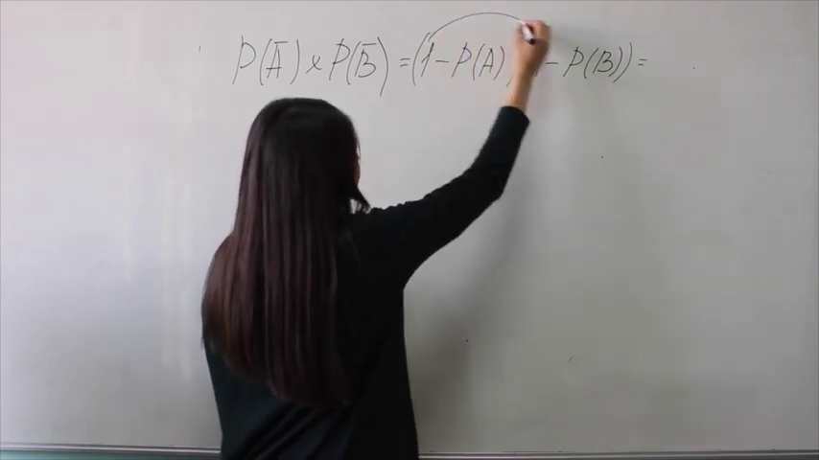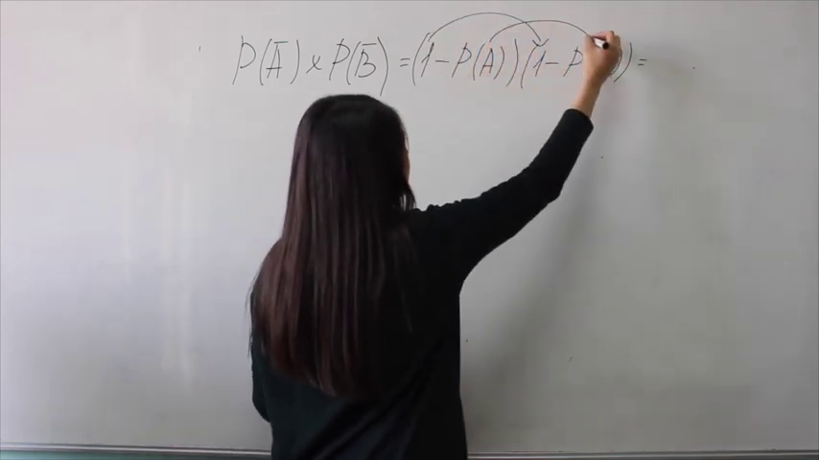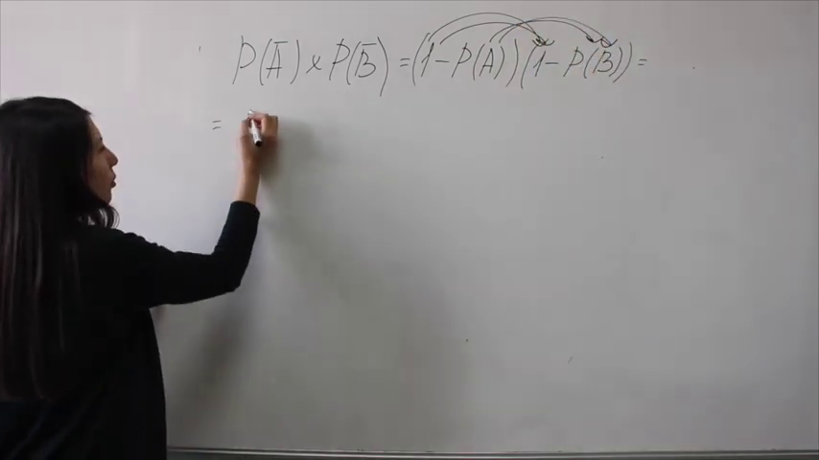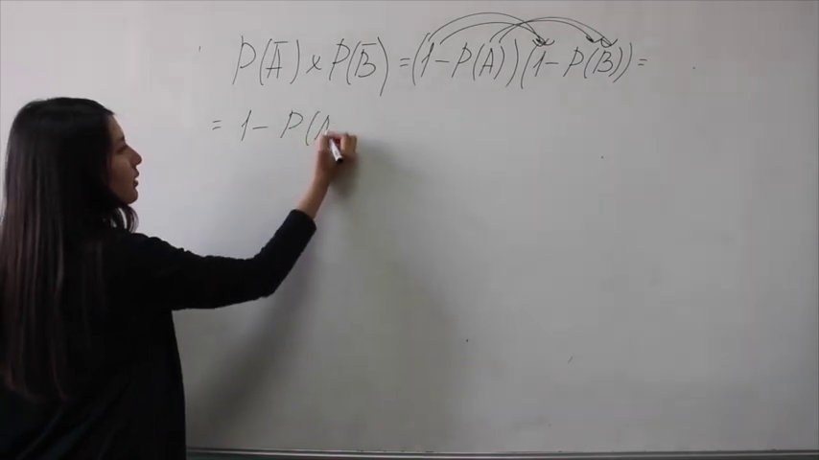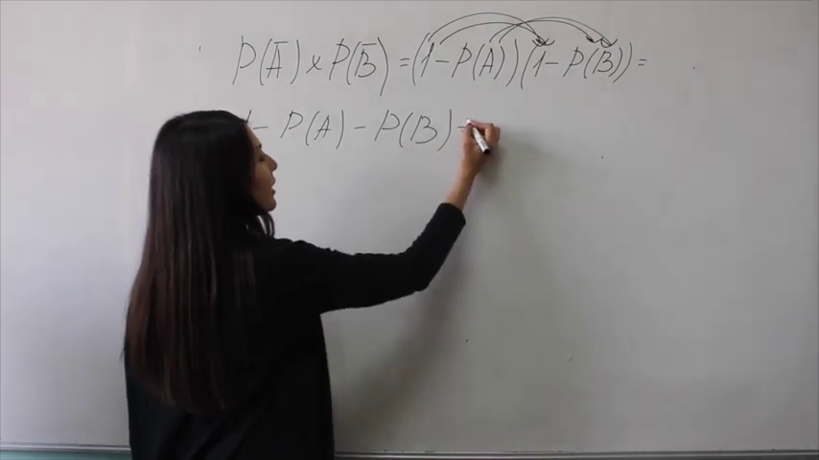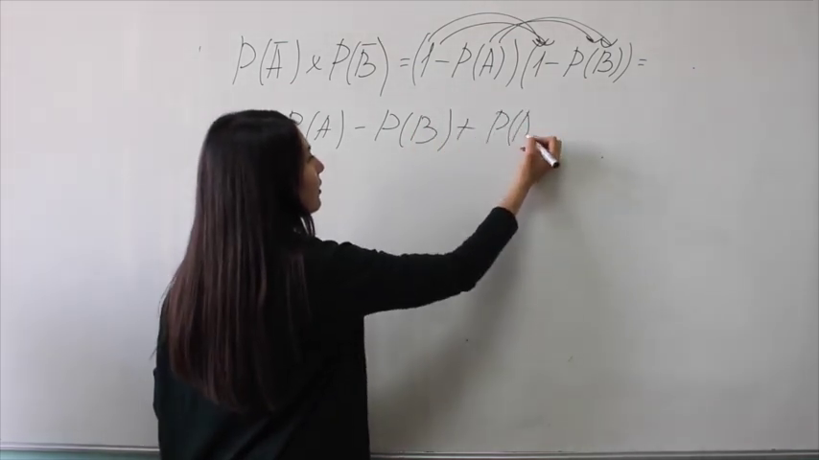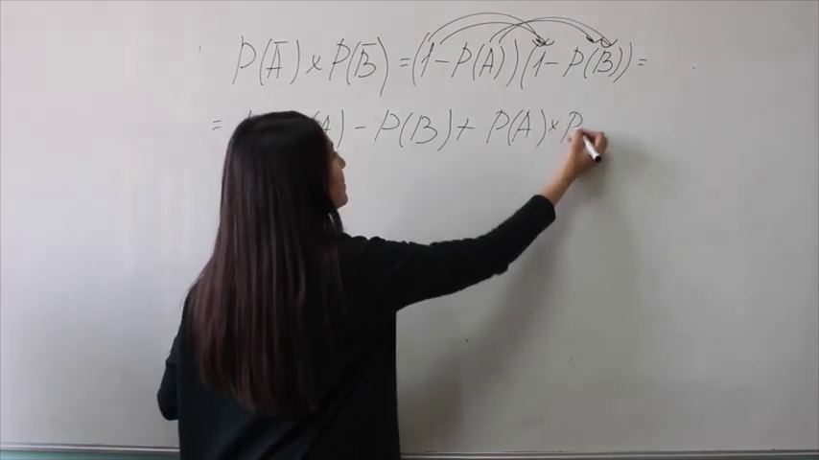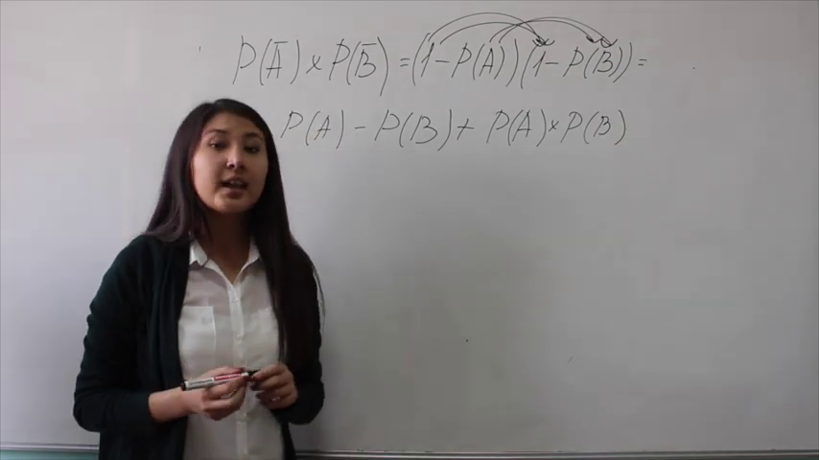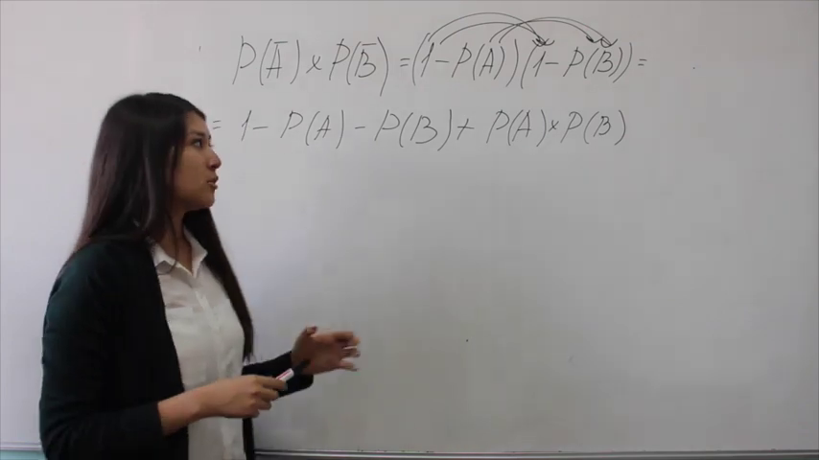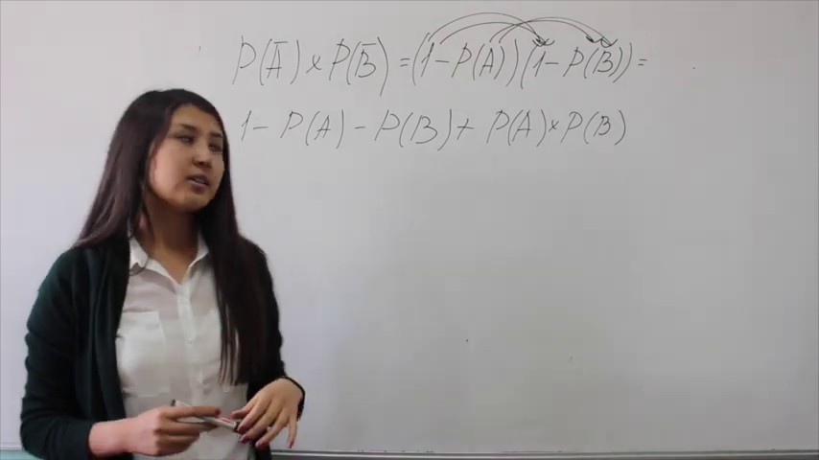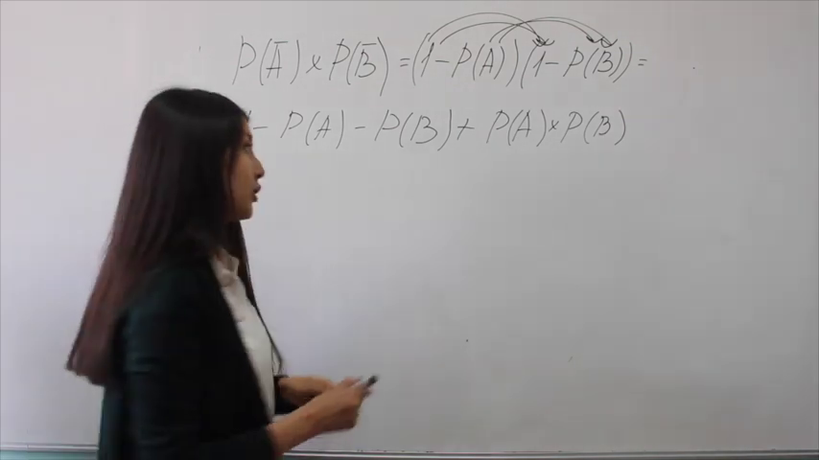So we can open the brackets by multiplying out, and we obtain 1 minus probability of A minus probability of B plus probability of A multiplied by probability of B. We already know that events A and B are independent, so according to the formal definition, the product of their probabilities is equal to the probability of their intersection.